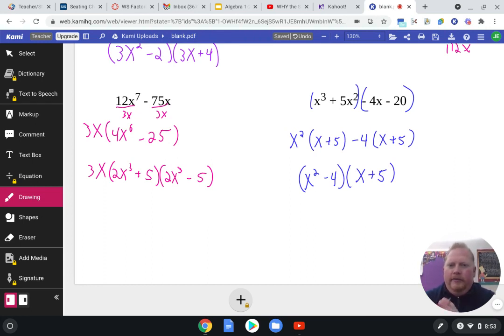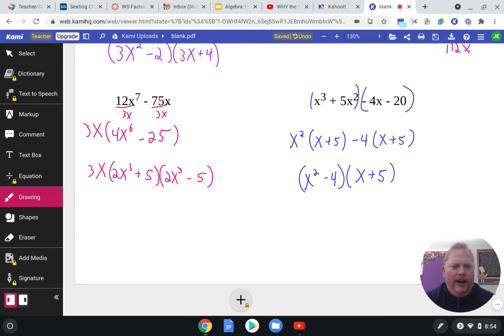Now, wait a second. If you truly believe that's your final answer, you're going to miss out on a point. Remember, whenever you factor, your goal should be, can I factor any more? Okay? Don't just complete this step and then be done with it. Double check. Is there a GCF? Is there some other way I can factor it?